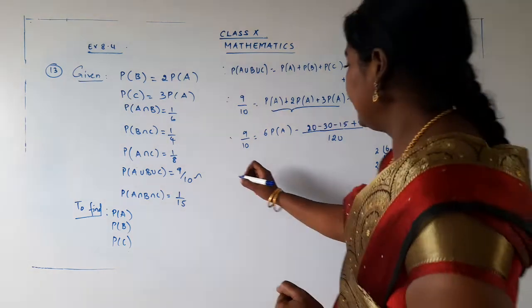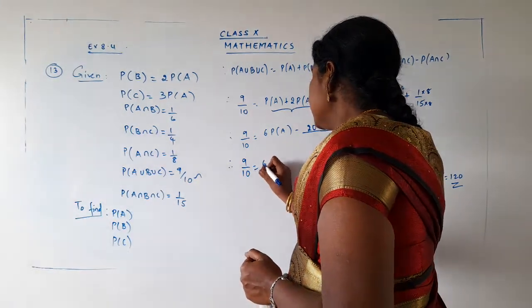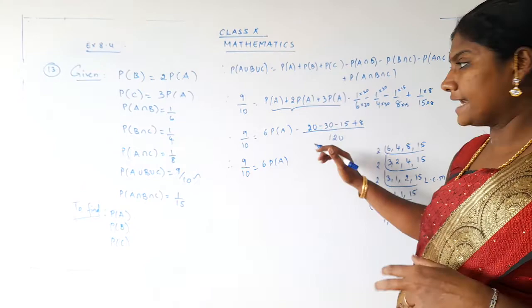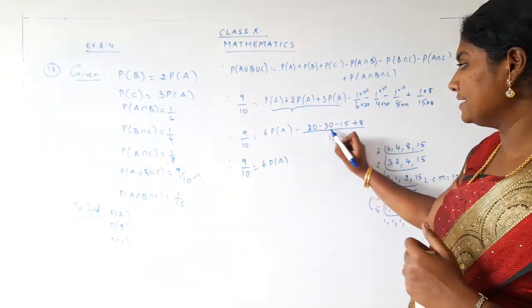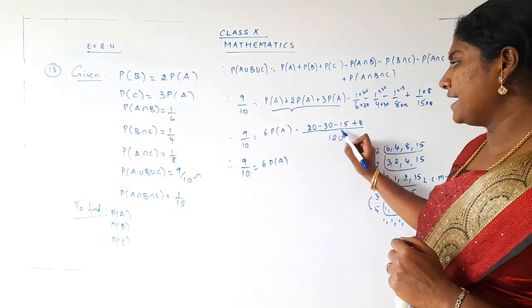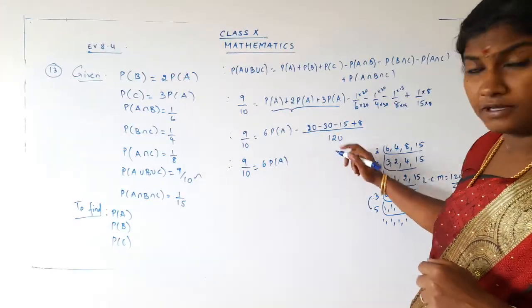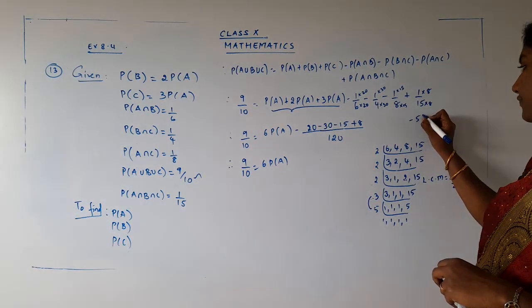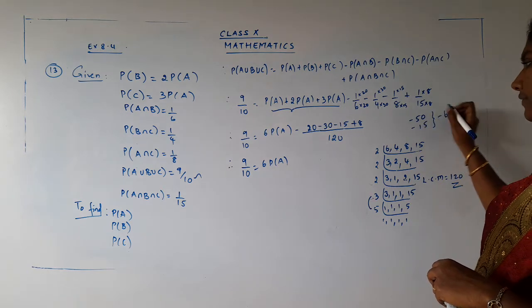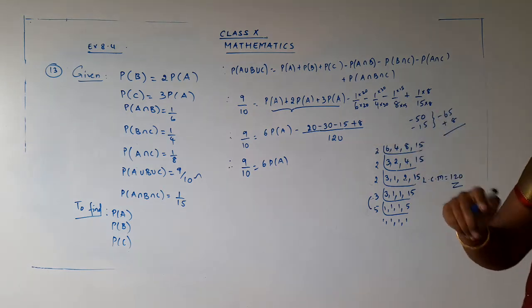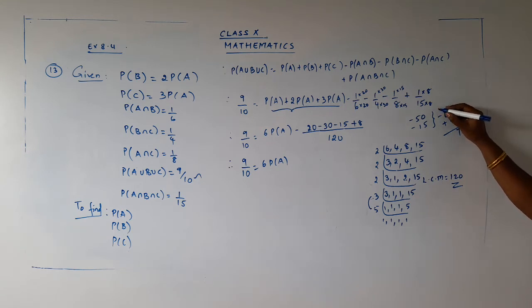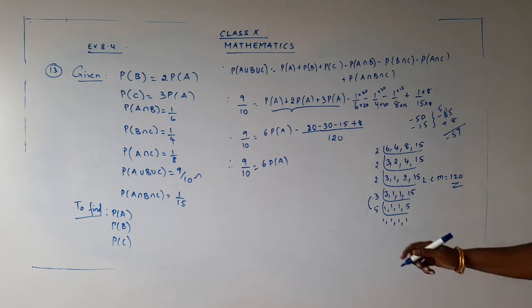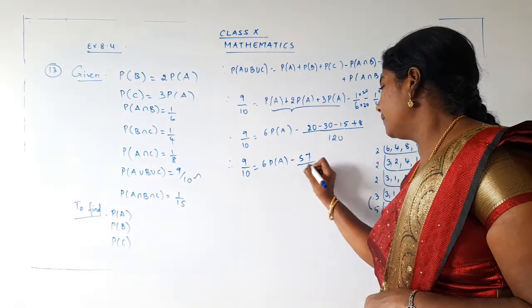So what I get here, I get therefore 9 upon 10 is equal to 6 times probability of A minus minus, all minus, so I can add this number. So minus minus gives you plus, so 20 plus 30, 50. So minus 50 minus 15, minus 65. And this is minus 65 and you have to add your 8. Now I have to add plus 8. So this is 57. Sign will be minus 57. Okay. So put here minus 57 upon 120.